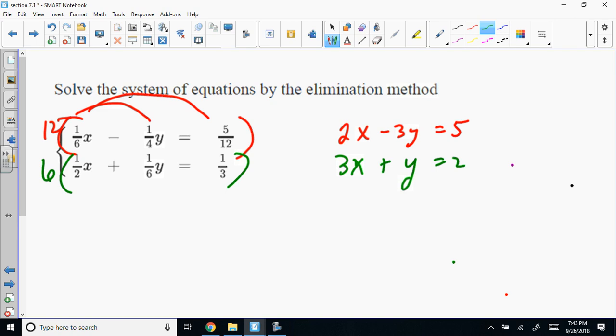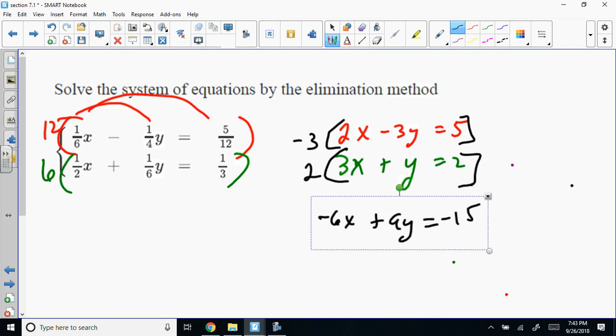But 3 won't go into 2. 2 won't go into 3. But they'll both go into what? 6. So what I'm going to do is multiply one of them by -3 and the other one by +2. I could have put +3 and -2 if I wanted to. Doesn't really matter. I just need to get one of them to be -6 and the other one to be +6. And then I got 6x plus 2y equals 4, right?